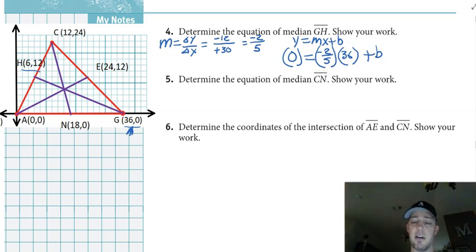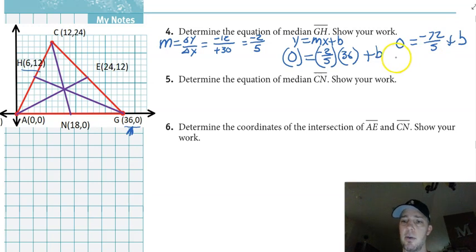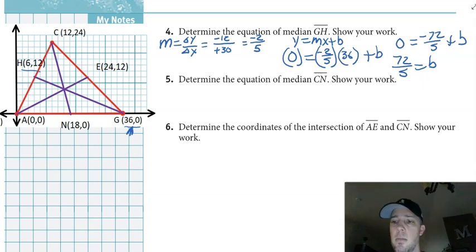So 2/5 of 36, multiply top times top, bottom times bottom, so 72/5 there. I get 0 equals negative 72/5 plus b. So you have to add 72/5 to both sides. So positive 72/5 equals b. And that's going to be about 14 2/5.